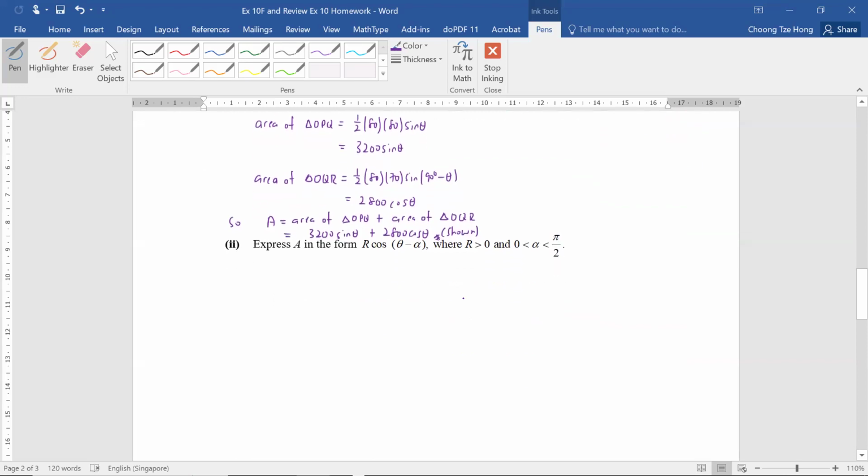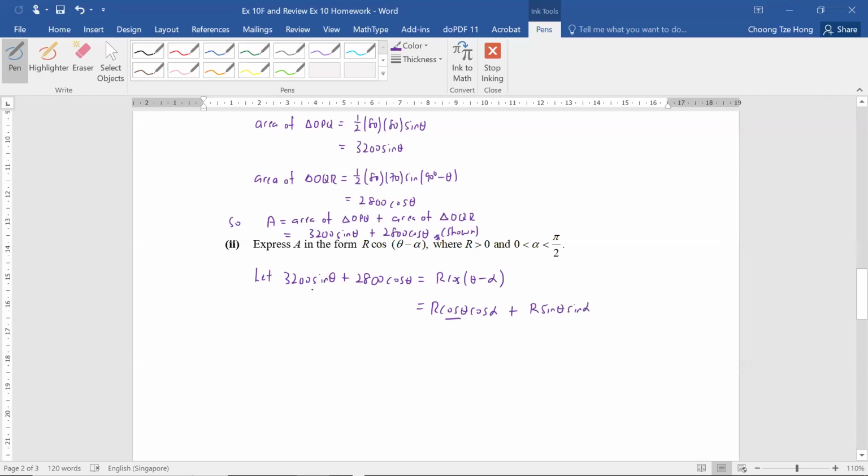Next part, they want us to express A in R formula form, and they've given us the form that they want. So we'll let 3200 sine theta plus 2800 cosine theta equal R cosine of theta minus alpha. Let's expand the R formula: R cosine A cosine B plus R sine A sine B.